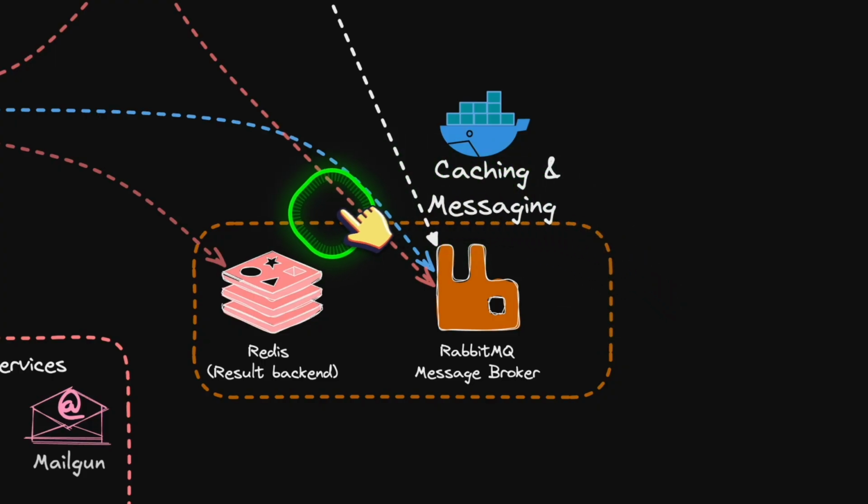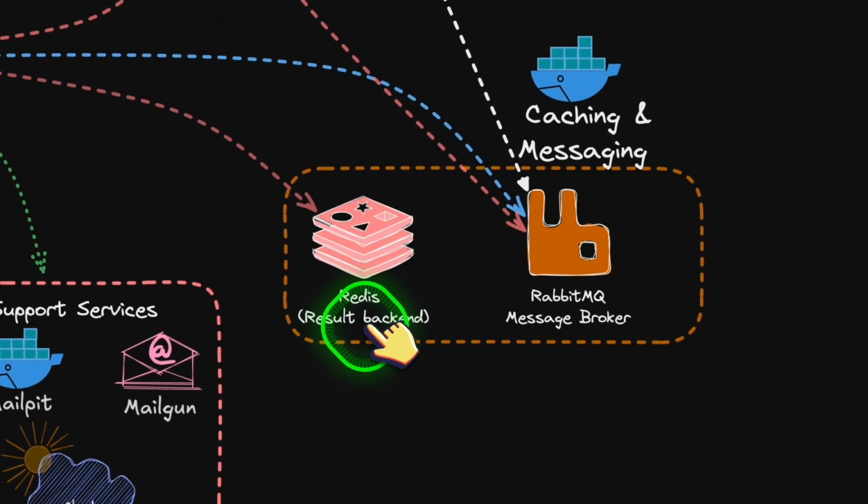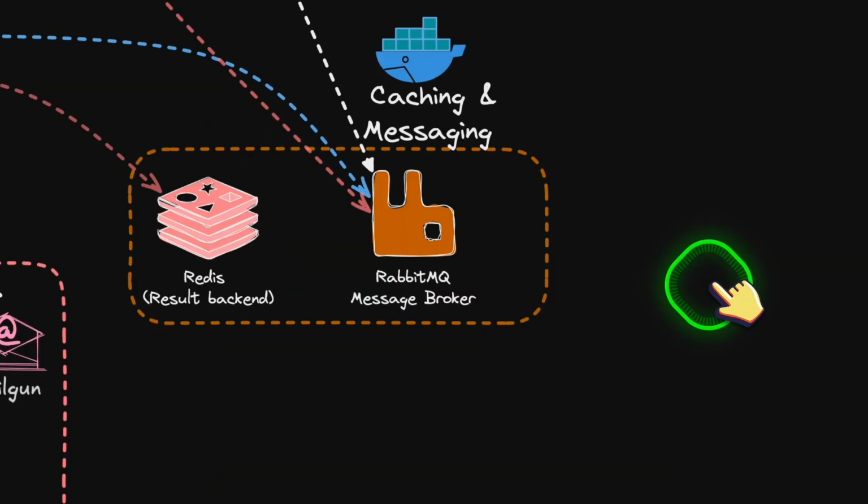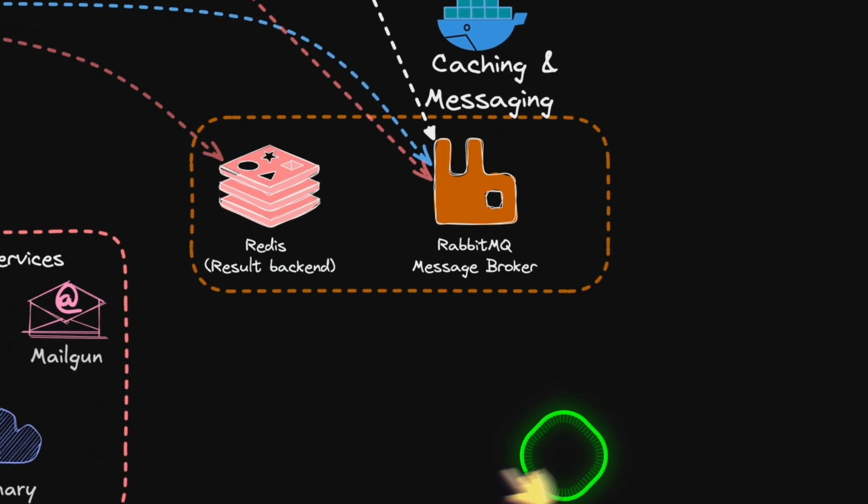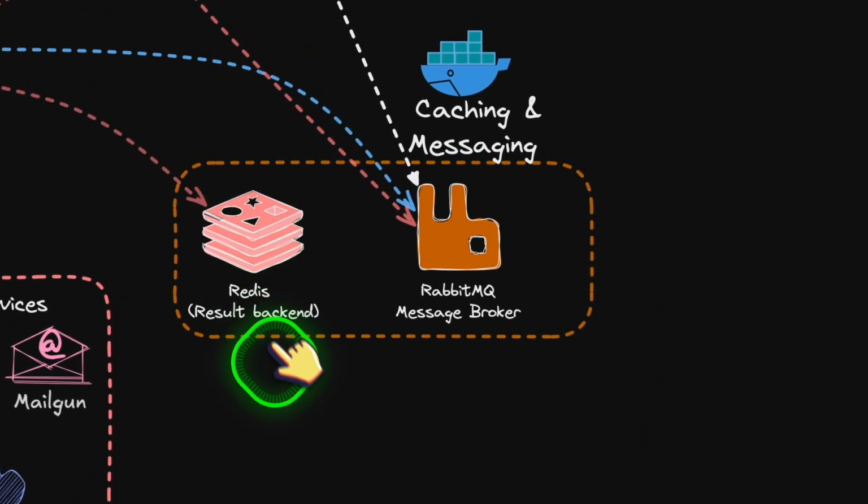Here we're going to set up support services for data management by using Redis and RabbitMQ. We're going to be using Redis for caching. We shall also use the same Redis as a Celery result backend storage and also use Redis for rate limiting. Then we're going to be using RabbitMQ as a message broker for Celery task queue management.